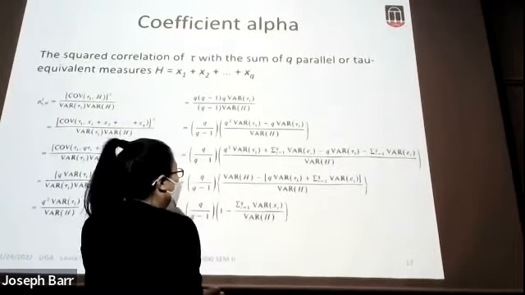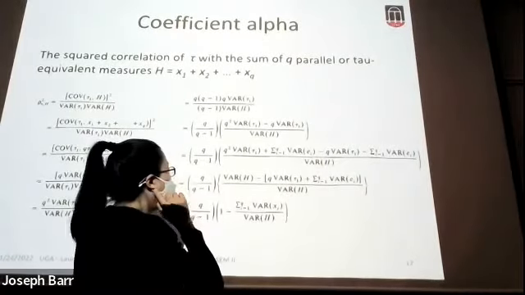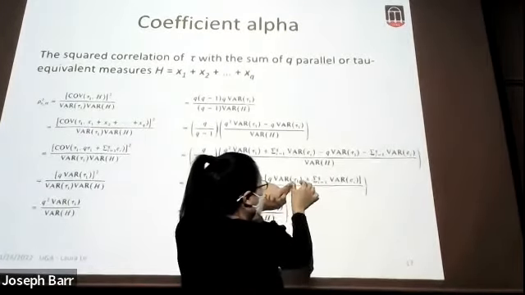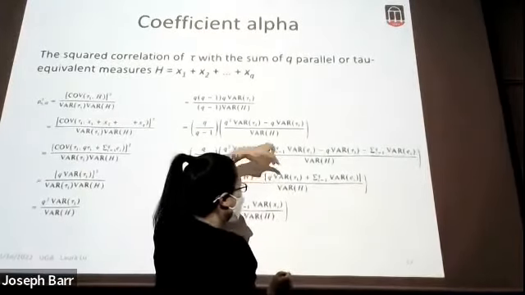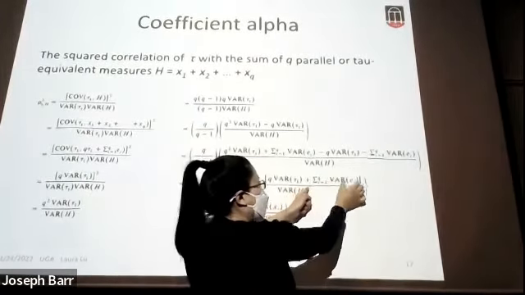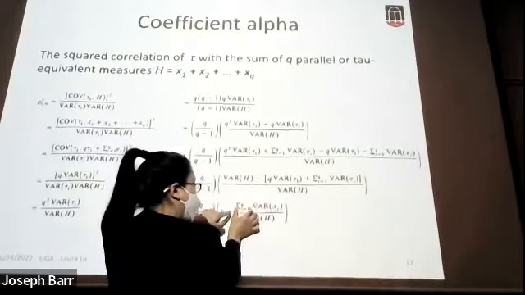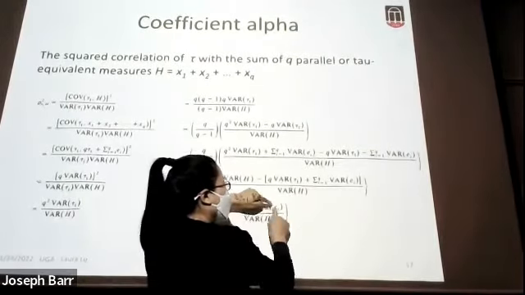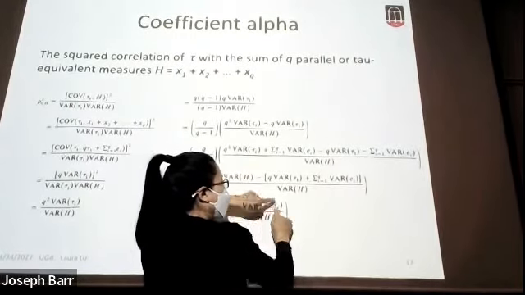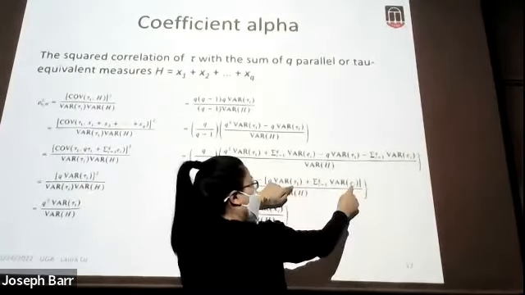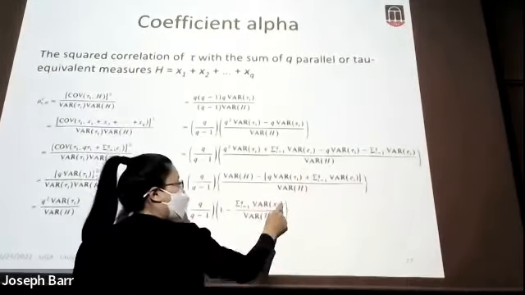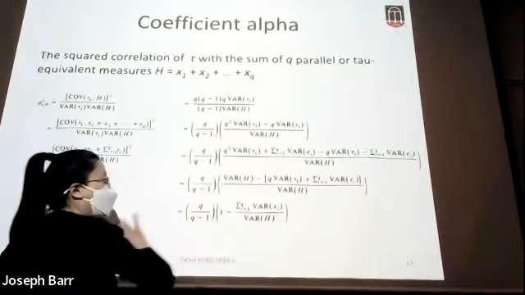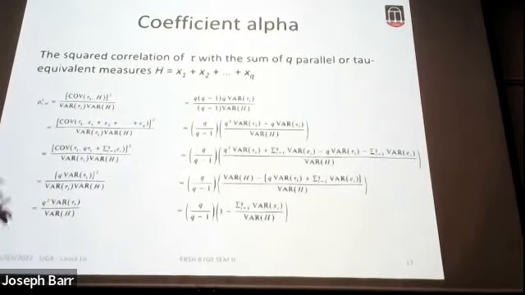Combine these two. This is the true score, this is error. So we have Q times the variance of the true score. Here we have the sum of the variance of the residual part. This is also the sum of the variance of the item i, because each observed item xi is a combination of the tau and the e. So this is just the sum of the variance of the item xi. So that's why we have this formula for alpha from here to here.